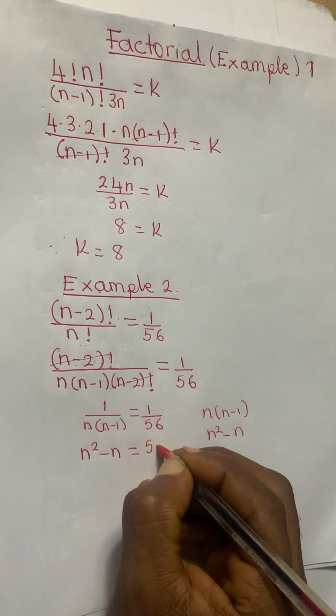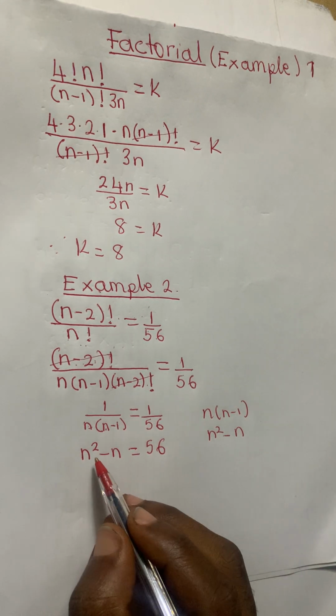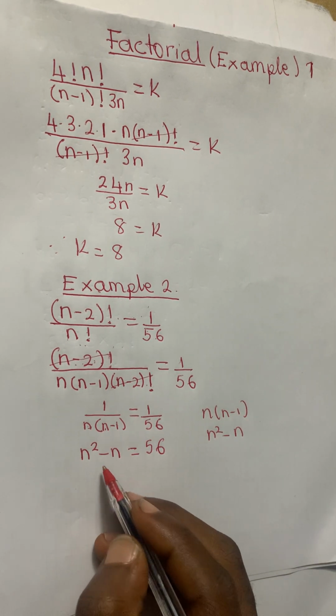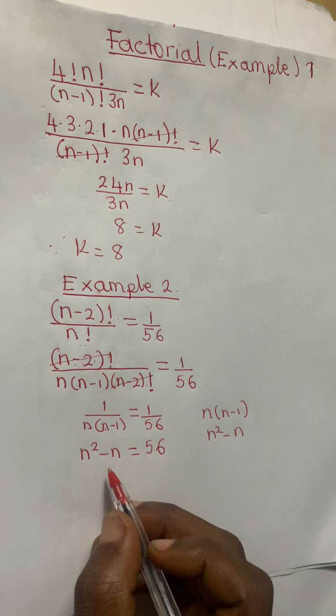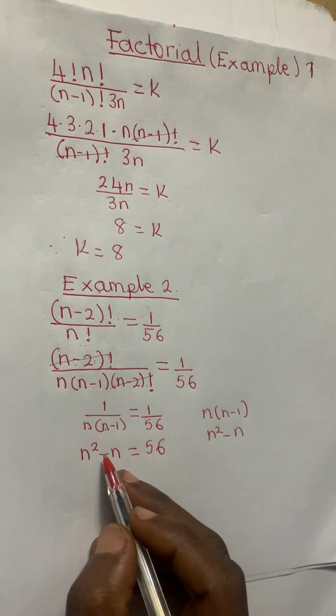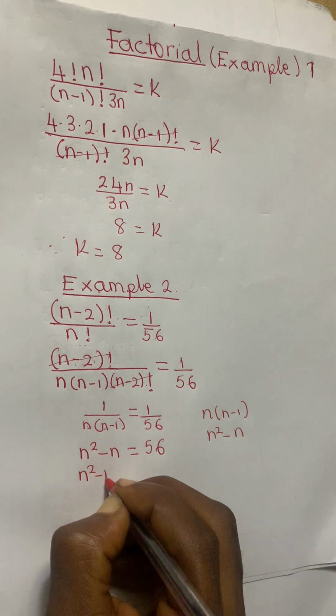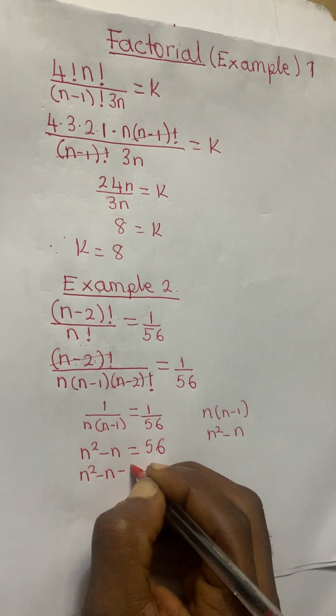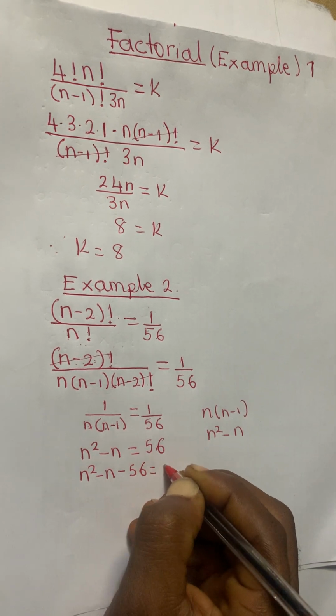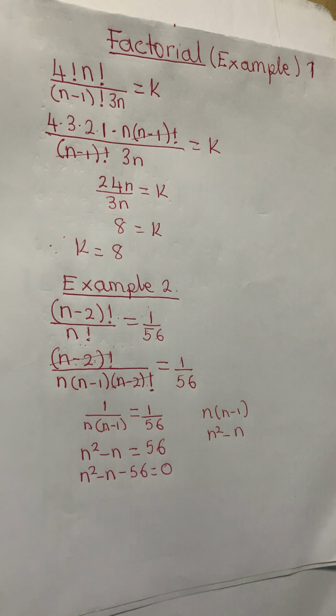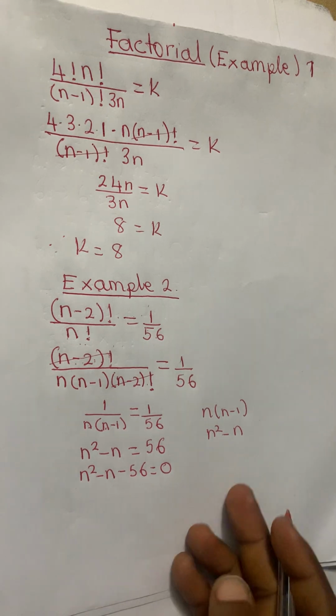Here, 56. If you study this carefully, this is going to give us a polynomial with a degree of 2. So we rewrite this as n squared minus n, 56 becomes minus 56, is equal to 0. Now, with the use of a calculator, we can simply solve this.